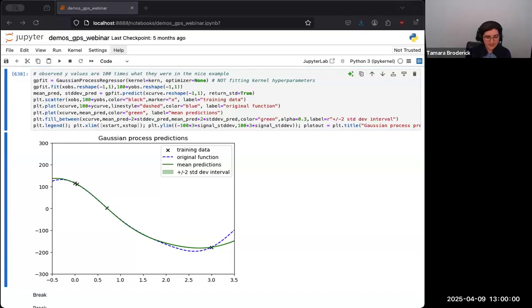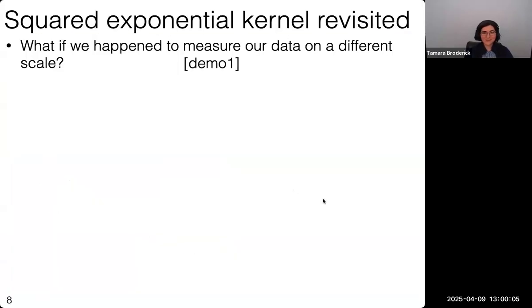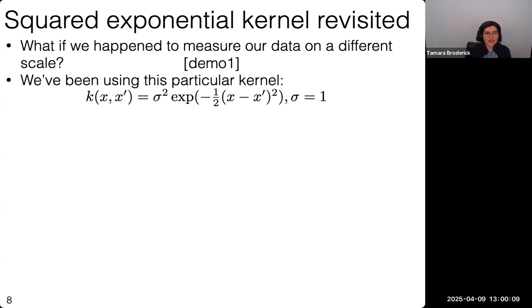Okay, going back to my slides. I'm alerting you when I go back and forth, so hopefully we all know. Okay, so let's talk about the assumptions. We said we were using this particular kernel. This particular kernel has a sigma equal to 1.